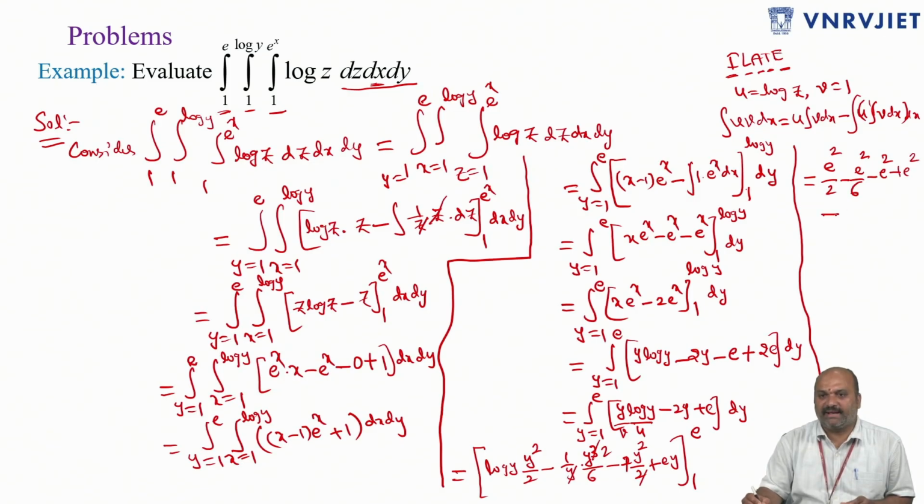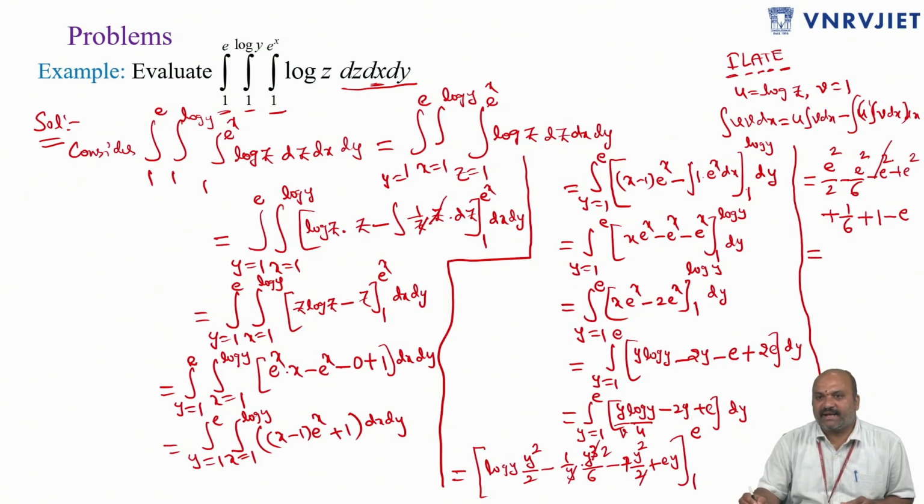Substitution of lower limit, so minus 1. So log 1 is 0, no contribution of this term. Substitution of lower limit, minus into this minus becomes plus. Instead of y, it is 1, so it is 1 by 6. Substitution of lower limit, minus into this minus plus. Instead of y, 1, so it is plus. Substitution of lower limit minus, instead of y, 1, so it is e.